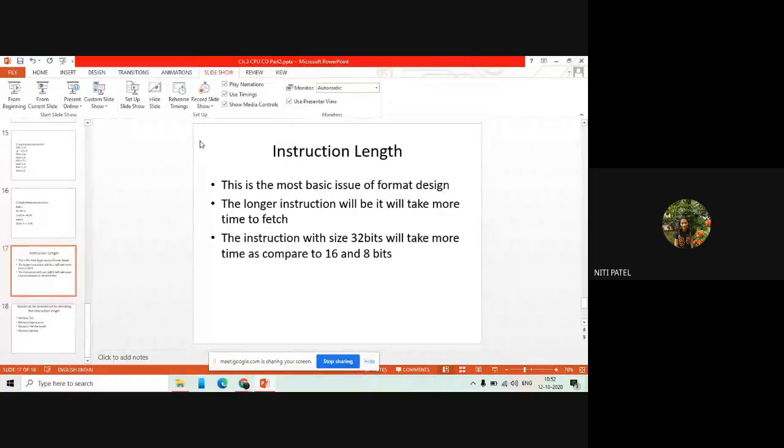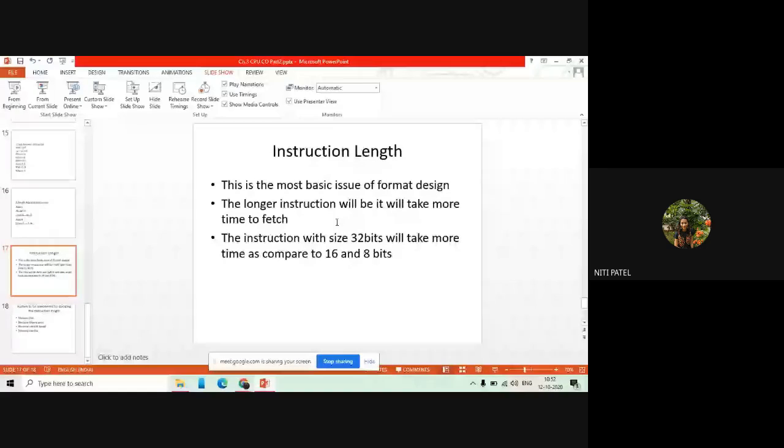Okay. Next is the instruction length. That means how much should be the length of an instruction. When I make this format, that format should be there in that particular length only. If it is not in that length, your system will never execute. Since it is 80386, how much should be the length? The length should be of 32 bits.